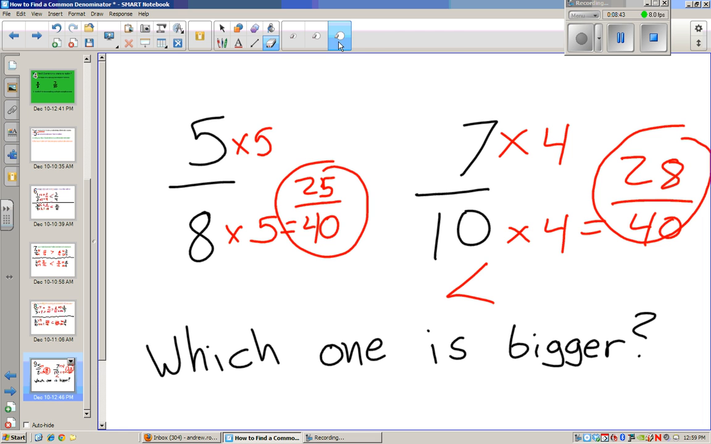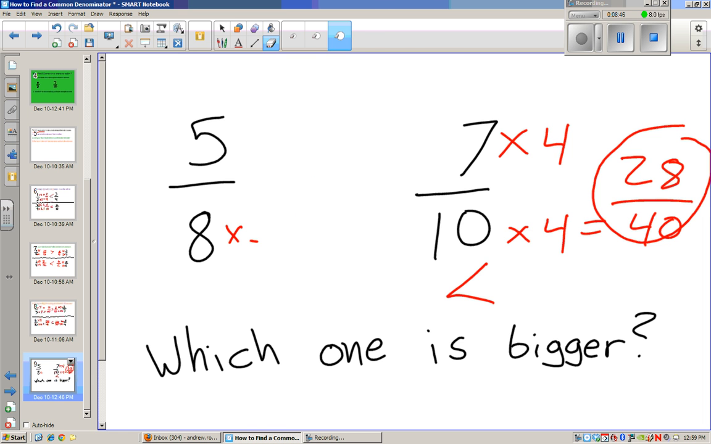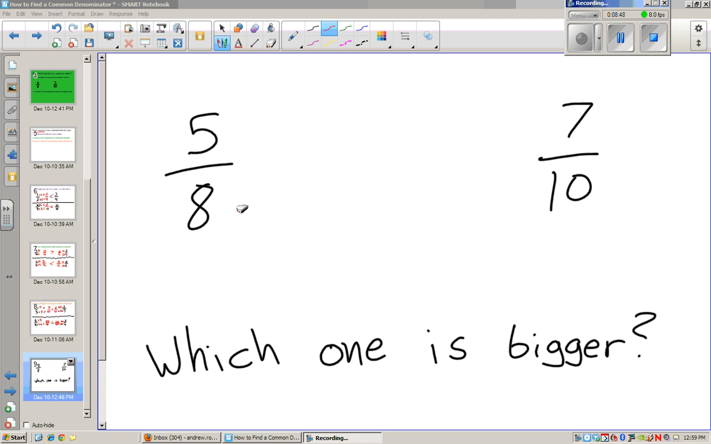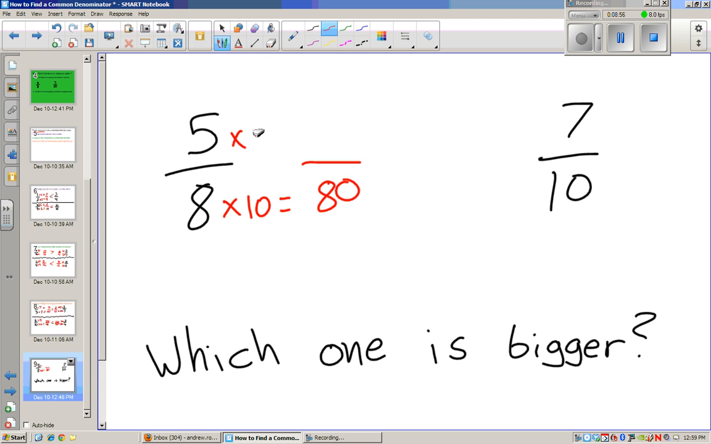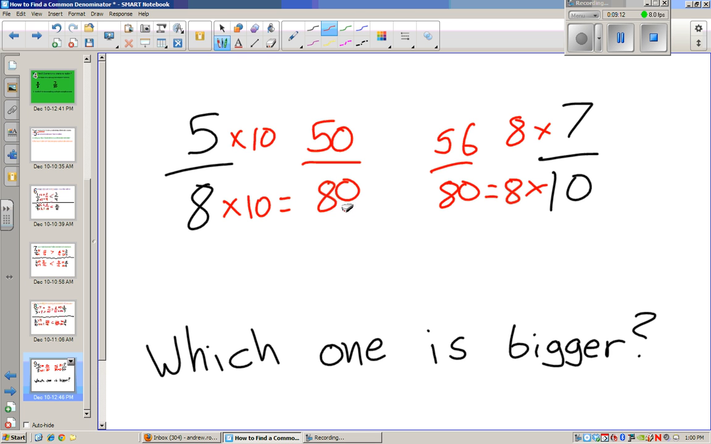I'll get rid of all this. We could have also done our quick common denominator and just done 8 times 10 equals 80. 5 times 10 equals 50. 10 times 8 equals 80. And 7 times 8 equals 56. Which is bigger, 50 80ths or 56 80ths? 56 80ths. All right, so that's how to find common denominators.